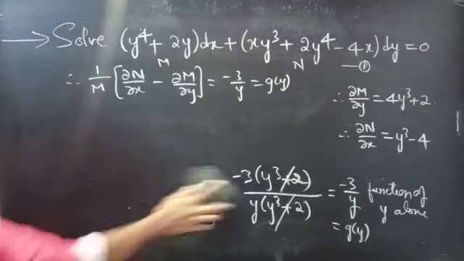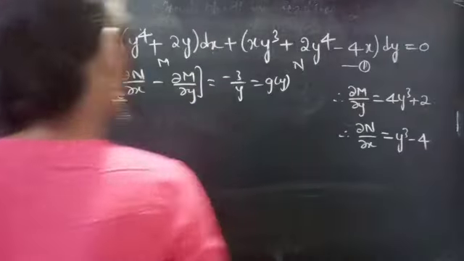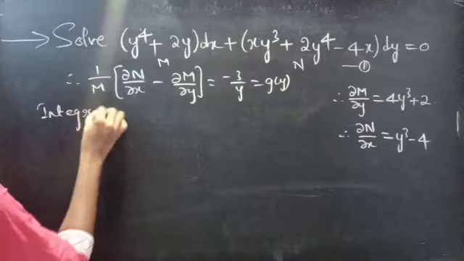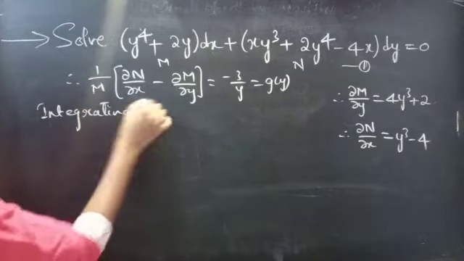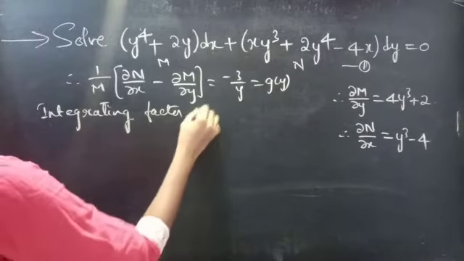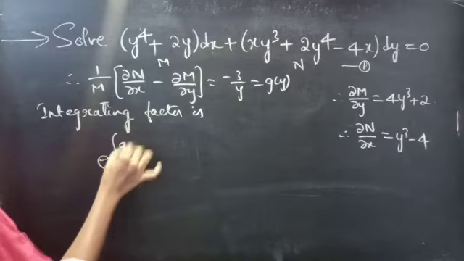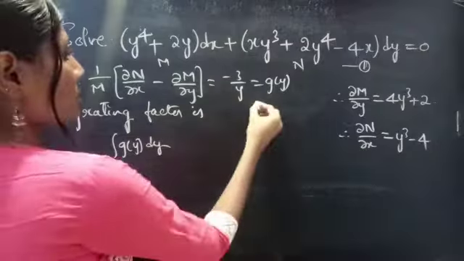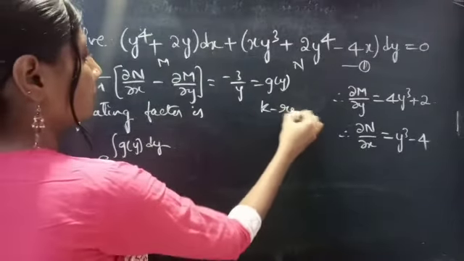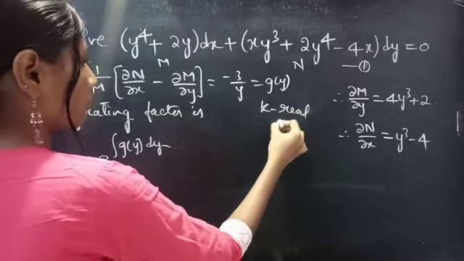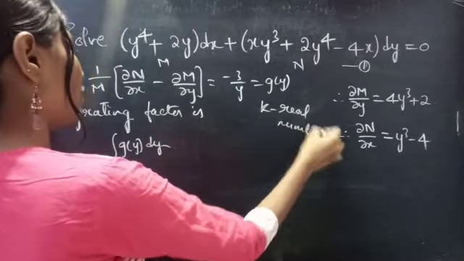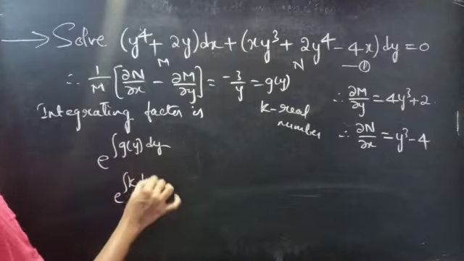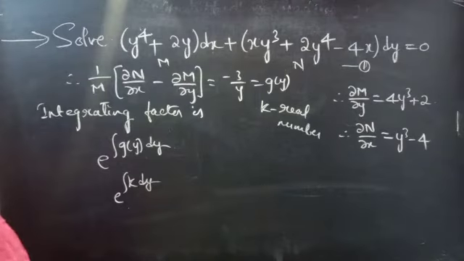So our integrating factor will be e power integral g of y into dy. What happens if you get a real number instead of g of y? If you get any real number, say k, then our integrating factor will be e power integral k into dy. Okay.